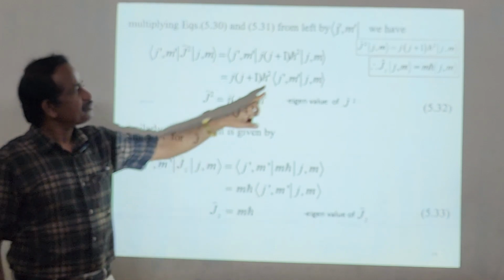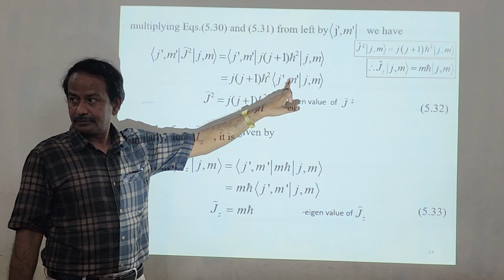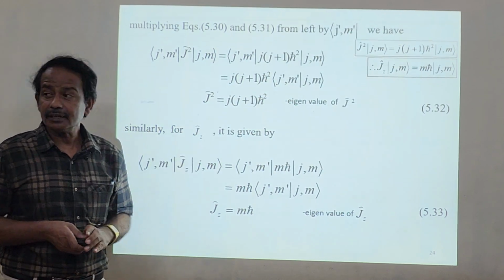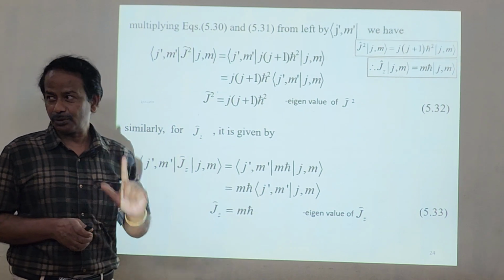I'll say it simply. For example, here we are talking about ket and bra. Is a ket a column vector or a row vector? Column vector. A bra is a row vector.